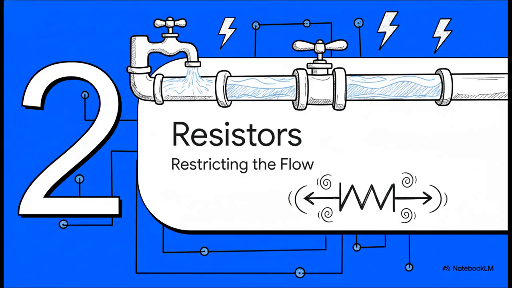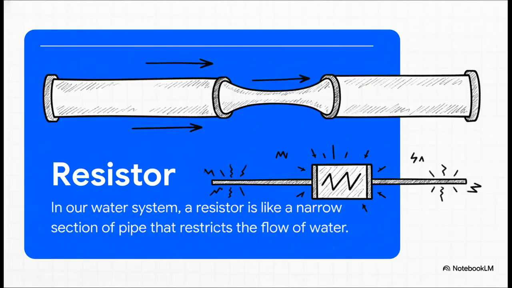So, if we're building a water system, one of the first things we'd probably want to control is, well, the flow, right? And that is exactly where the first and probably most common component, the humble resistor, comes into play. This picture says it all.